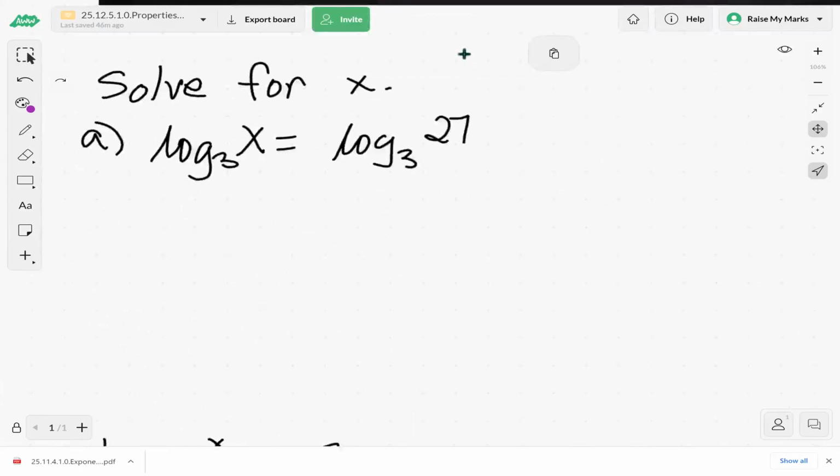We have log base 3 of x equals log base 3 of 27. So just by looking at everything, we see that x equals 27, because they share the same position within the logarithm function.